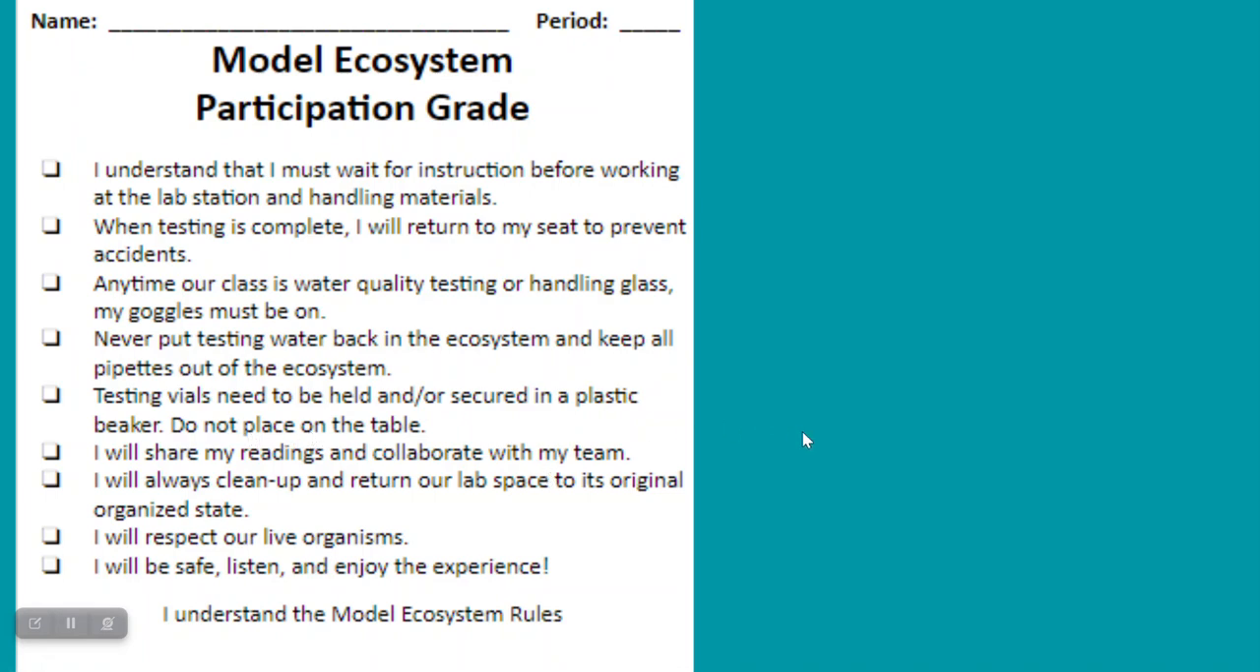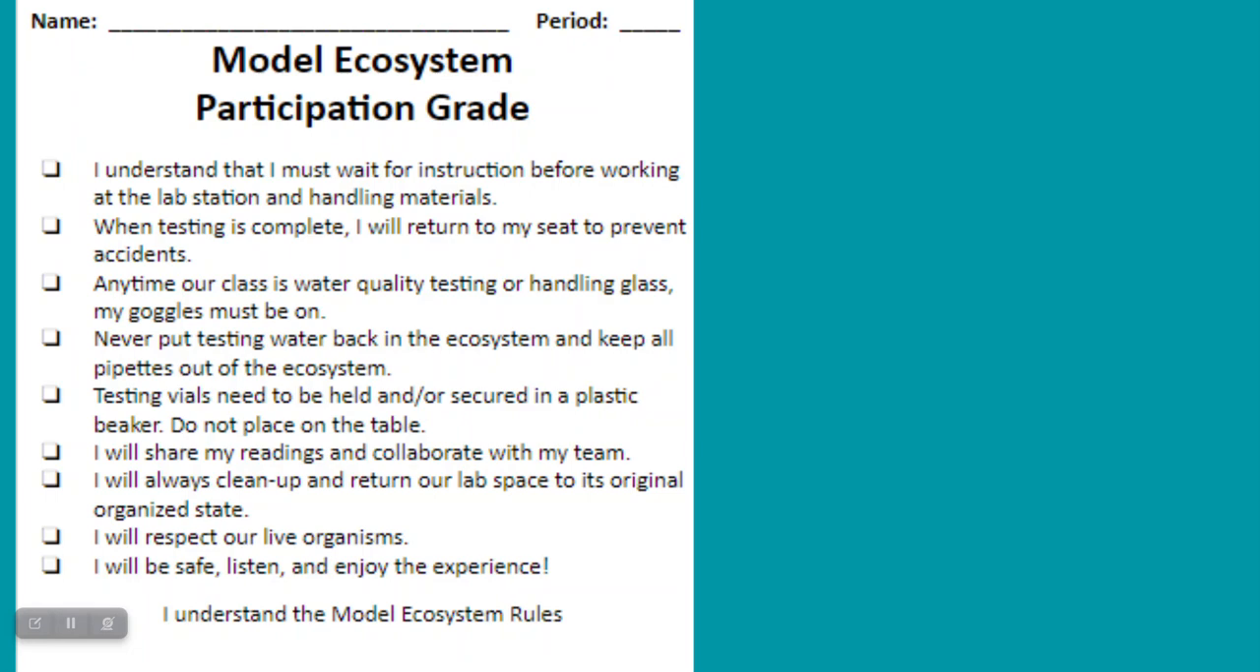All right. The next thing is, I will share my readings and collaborate with my team. Okay, that's you, and you have a team. Your team is your whole table. So if you're at table 6, that means everyone at table 6 is taking measurements from ecosystem 6.